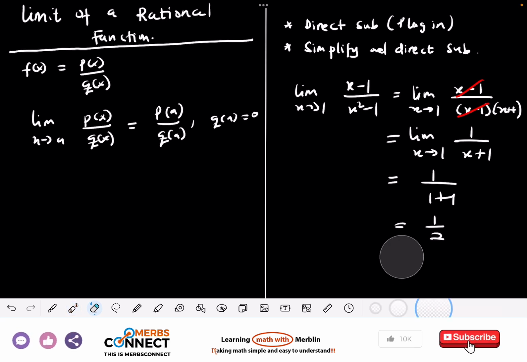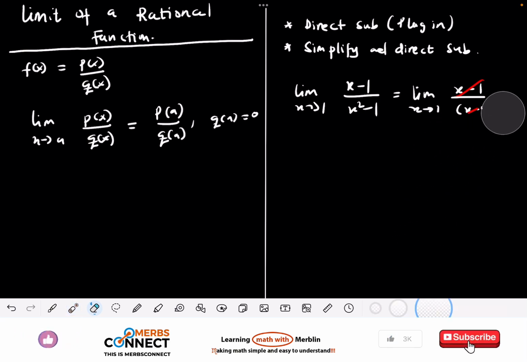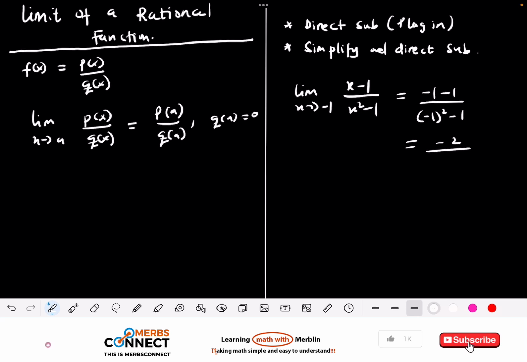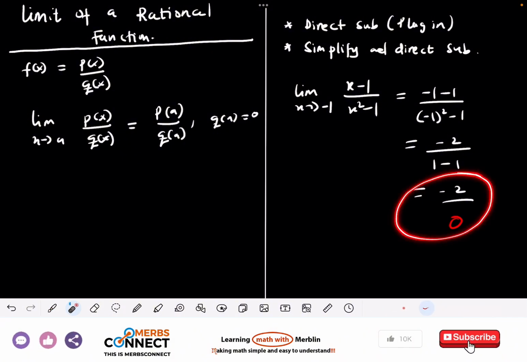So now let me take this example for you to see what I'm trying to say. Let's assume that here, instead of limit as x is approaching 1, I'm making it limit as x is approaching -1, right? And we can see directly that when I put -1 in, I'm going to have -1 minus 1 divided by -1 squared minus 1, which is -2 divided by 1 minus 1, and I'm getting -2 divided by 0. So I don't want the denominator to be 0. So the direct substitution is not working out.